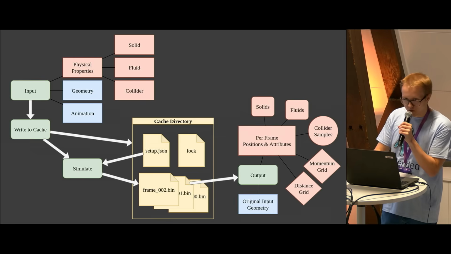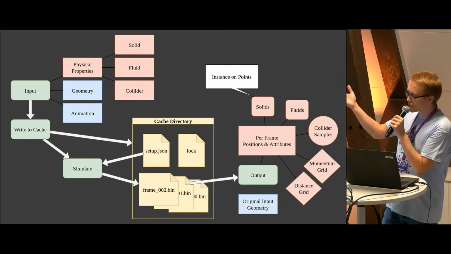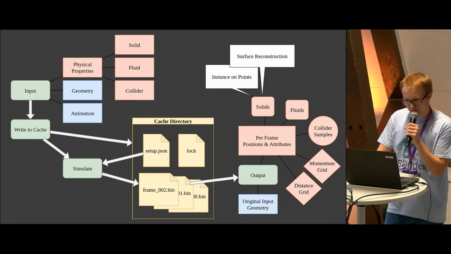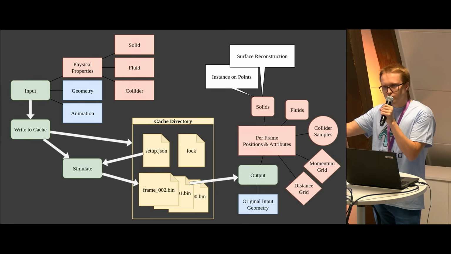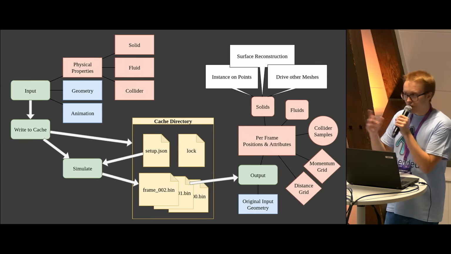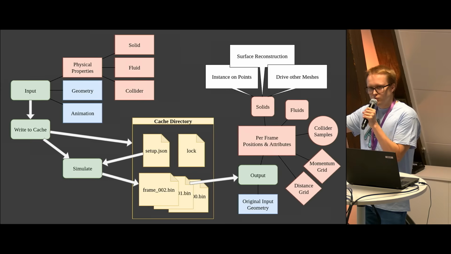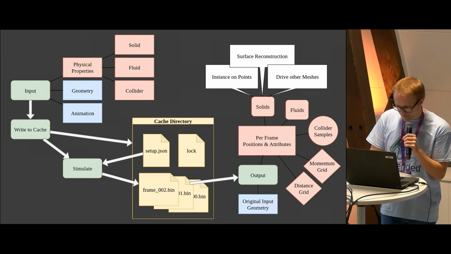And you can really go ham. You can do instances on points, which we've seen a lot now. We can do surface reconstruction, just go from points to volume to mesh again. Or you could drive other meshes, and this is one of the very cool features. We will see it in a second.